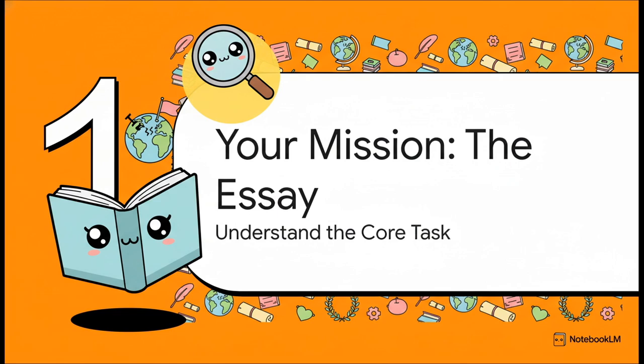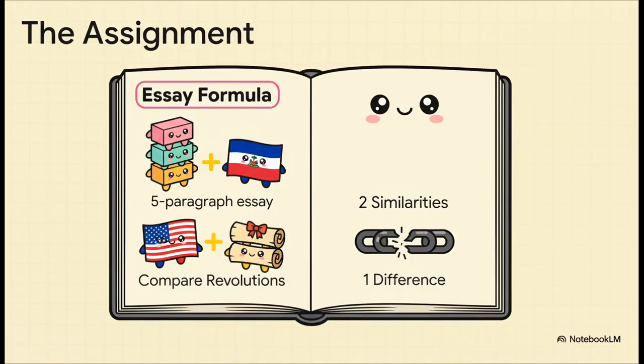Let's make sure we're all on the same page with what Mr. Harris is asking for. Okay, so here's the deal. It's a 5-paragraph essay in class. You're comparing the American Revolution to another one you've studied. And here's the magic formula, the most important part. You're focusing on 2 similarities in their causes and 1 difference. That's it. The whole point isn't to just list a bunch of facts you memorized. It's all about showing you get the connections.